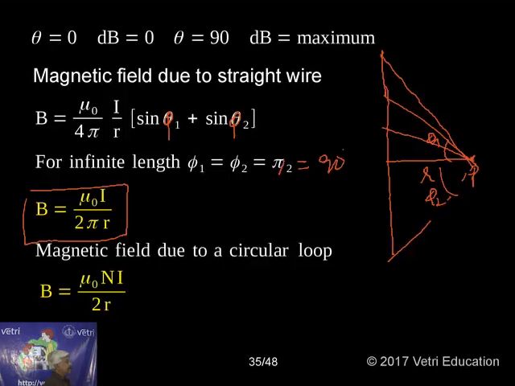Sometimes the magnetizing field is also asked. If H is asked, what happens? We know B is equal to mu H. Therefore, H is equal to B by mu. So the answer becomes simply I by 2 pi r. Without mu naught, the answer is H. With mu naught, the answer is B.